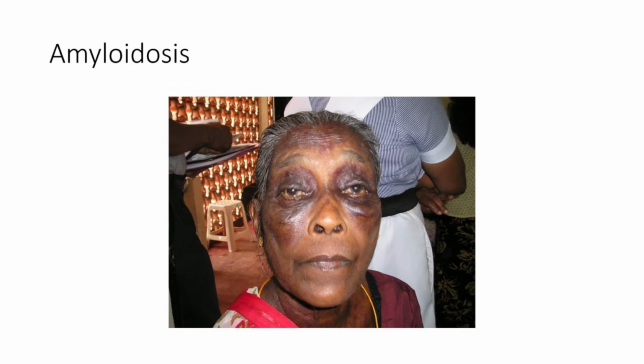Amyloidosis, we know cutaneous amyloidosis is separate, and systemic amyloidosis is there. This is primary systemic amyloidosis presenting with this type of purpuric lesions around the eye. The pure cutaneous amyloidoses are macular amyloidosis and lichen amyloidosis. We are not going to discuss them here because this is about systemic conditions associated with cutaneous manifestation. What is this?